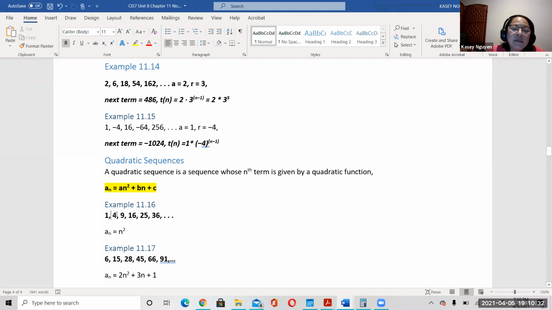So we can see a pattern, right? If n is 1, you have 1 squared. When n is 2, you have 2 squared. When n is 3, you have 3 squared. When n is 4, you have 4 squared, and so on. So your a of n here is n squared.